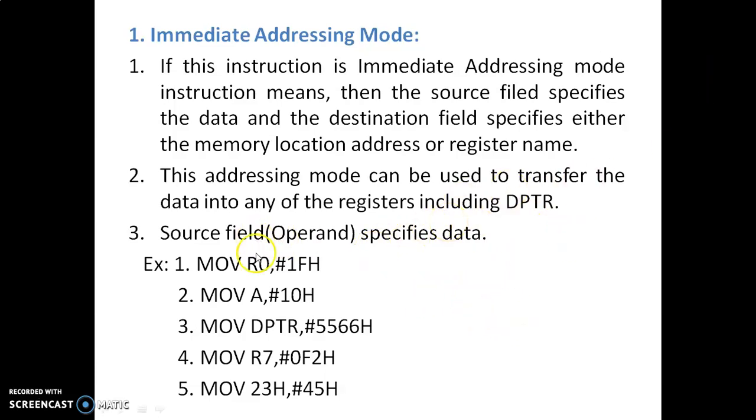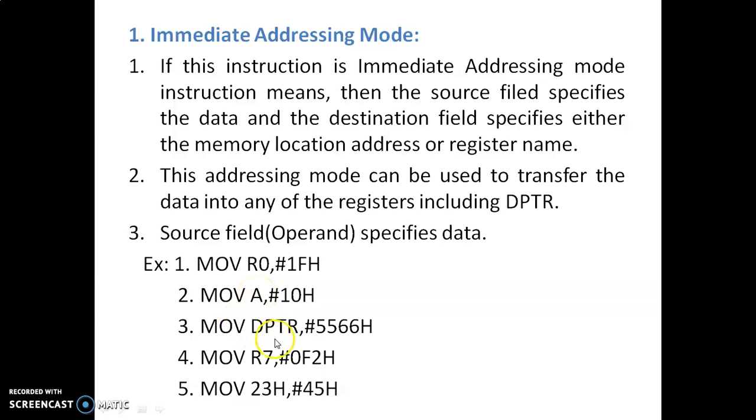The destination field can be a memory location address or it can be a register name. Now in the first example, MOV R0, #1FH, it means the data specified in the source field of the instruction is transferred to the register R0. After executing this instruction, the register R0 is going to hold the value 1FH. Coming to the second instruction, MOV A, #10H. The data 10H specified in the source field of the instruction is transferred to the accumulator register.